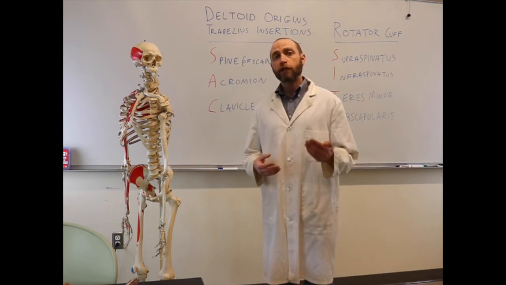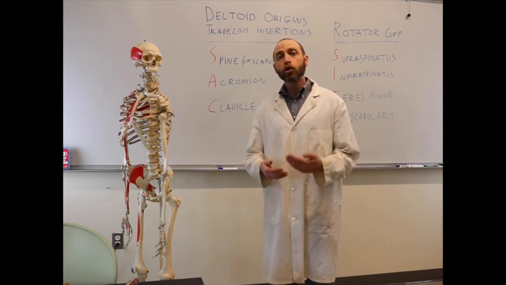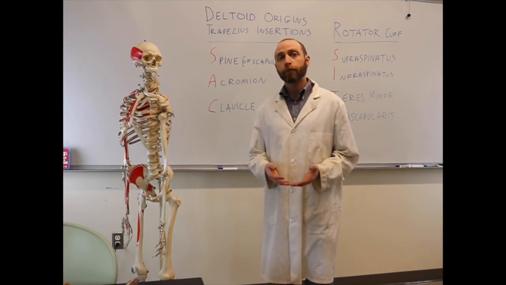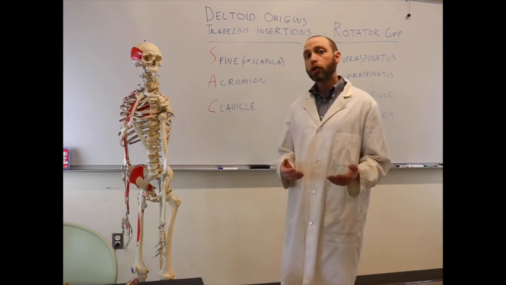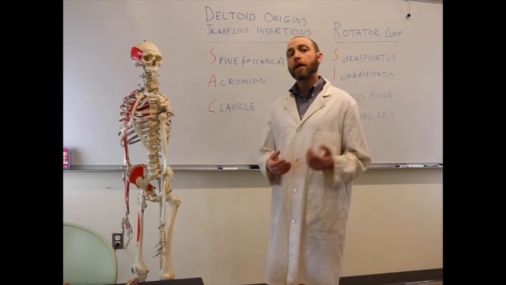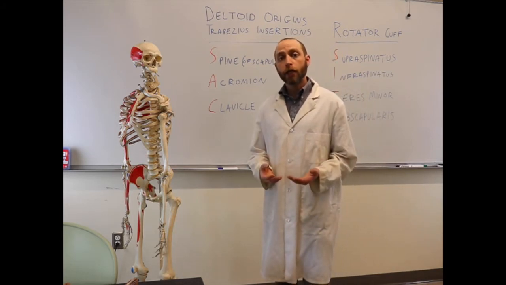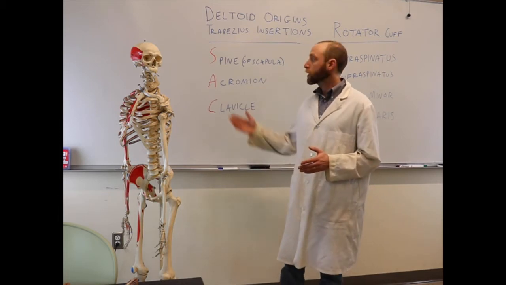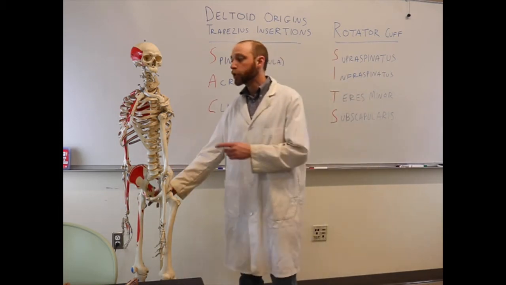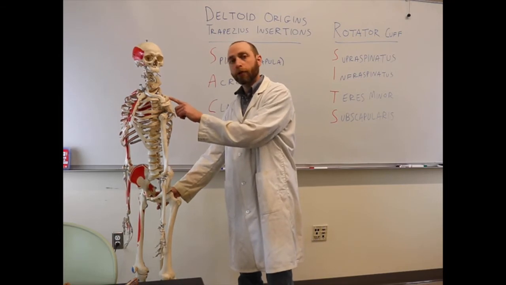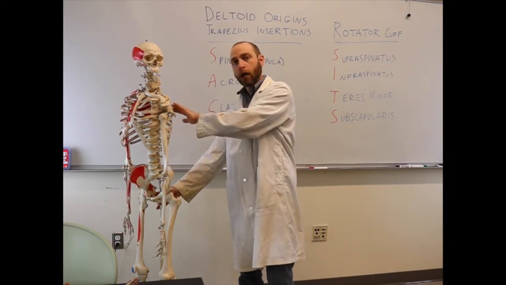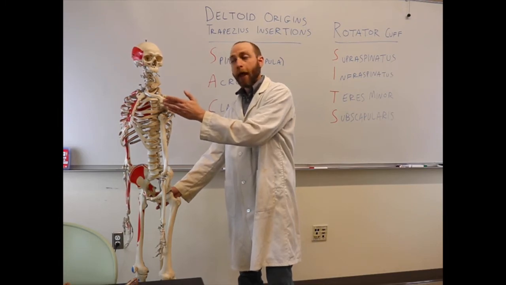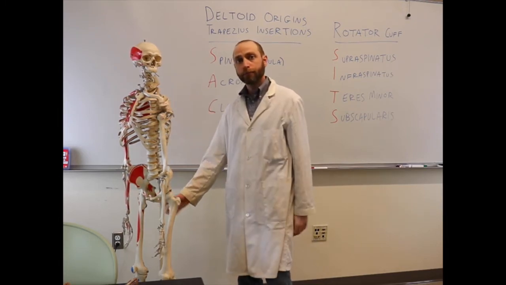Usually the origin is the fixed attachment, and the insertion is near where the skeleton is moving when the muscle contracts. Now, it turns out that the origins of the deltoid are the same as the insertions for the trapezius, and these are three landmarks whose first letters form the word SAC. S is for the spine of the scapula, which is not the same as the spinal column. A is for acromion, where the scapula meets the clavicle, and C is for clavicle.